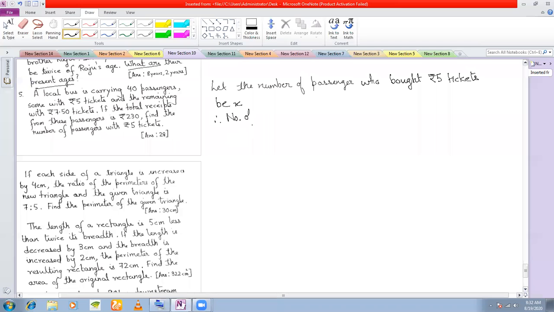So the number of passengers who bought 7.5 rupee tickets is how much? Total number of passengers was 40. So if 5 rupee tickets are bought by X passengers, 40 minus X passengers must be buying 7.5 rupee tickets.